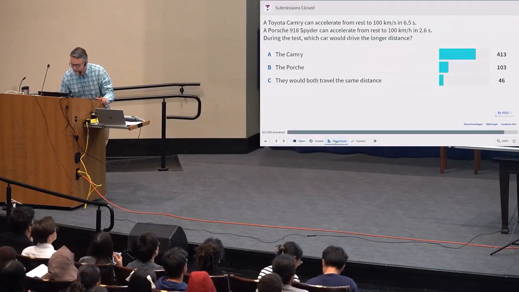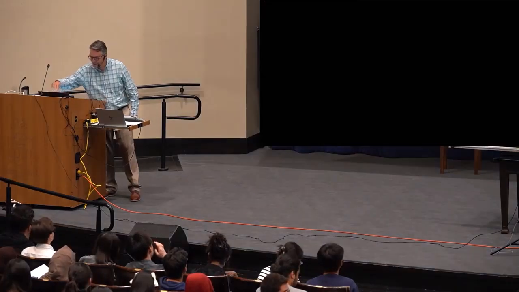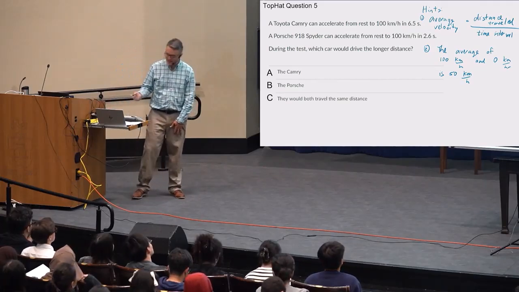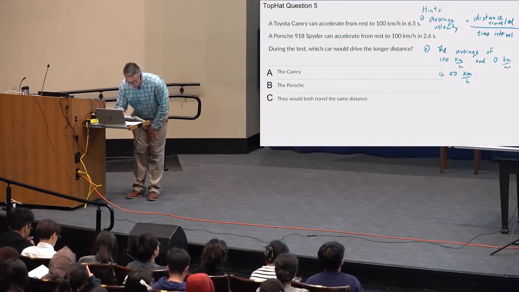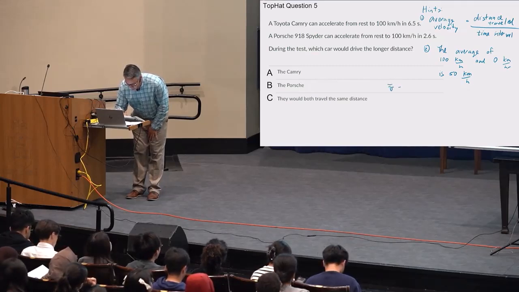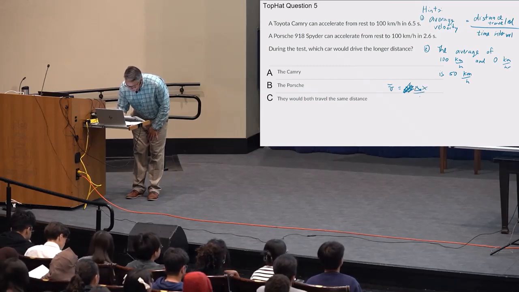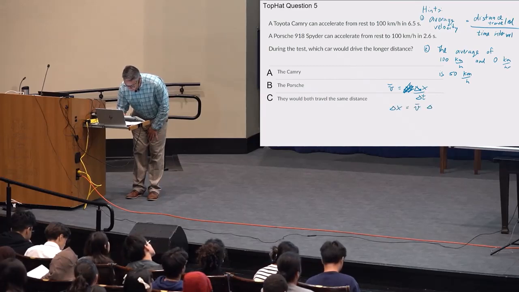Survey says that the Camry, the Toyota, the slower car, goes farther. Well, what I think is that for both cars, V average is equal to delta x divided by delta t. So you can solve that for what you're interested in, which is delta x is equal to the average speed times delta t.